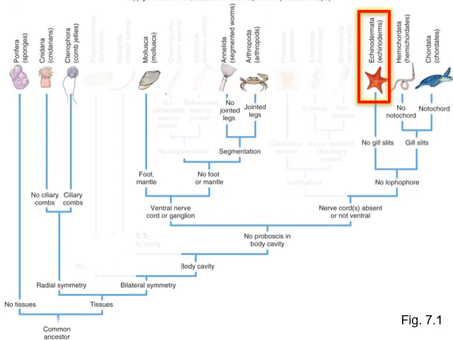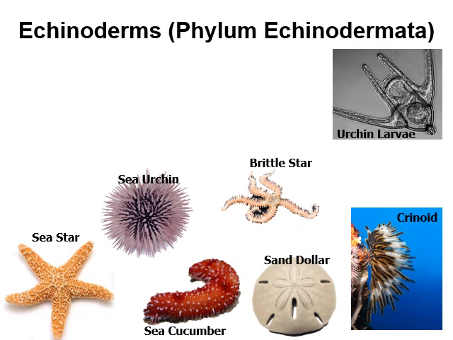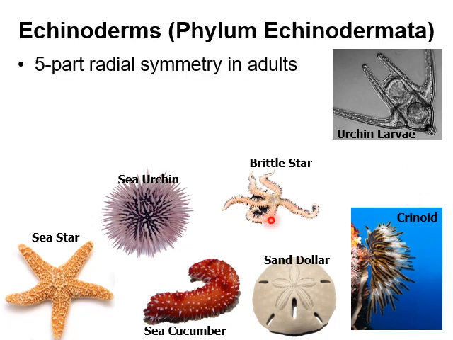So what we're going to be getting into today is these last two groups, the echinoderms and the chordates. We're going to skip the hemichordates and just go straight from the echinoderms to the chordates. So first let's talk about the echinoderms. These are things that are in the phylum Echinodermata. And it includes all of these various things, right? So it includes sea stars, urchins, brittle stars, sea cucumbers, sand dollars, and these crinoid things that you probably haven't heard of before.